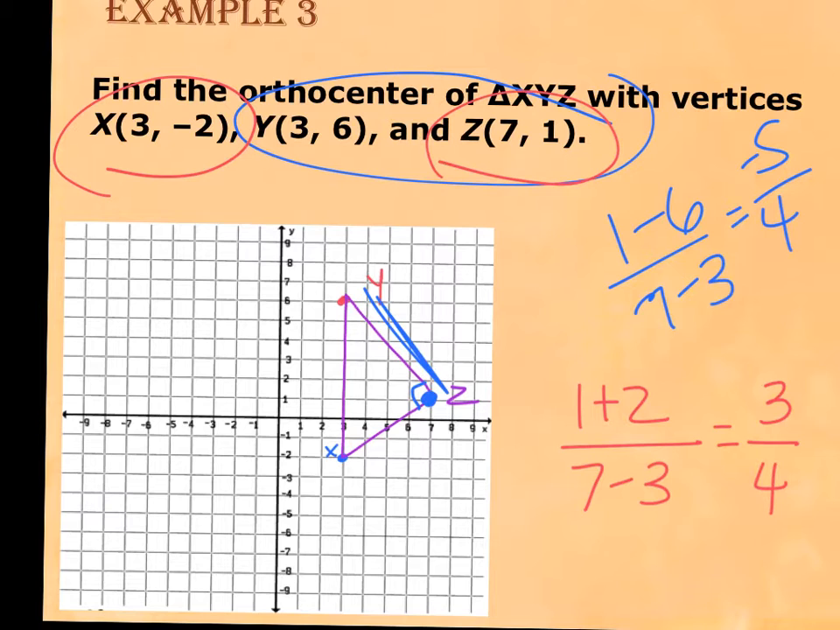So this is not a right triangle. If it was a right triangle, those two would be perpendicular. Do we understand that? And if they're perpendicular, what would be true about their slopes? Opposite reciprocal. So the fact that they're not means that this is not a right triangle.